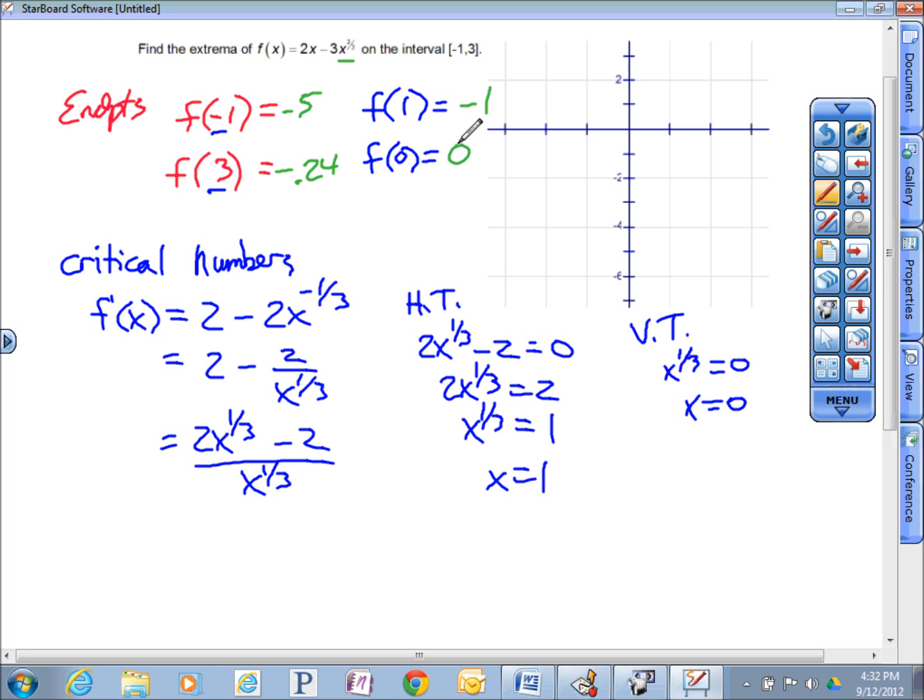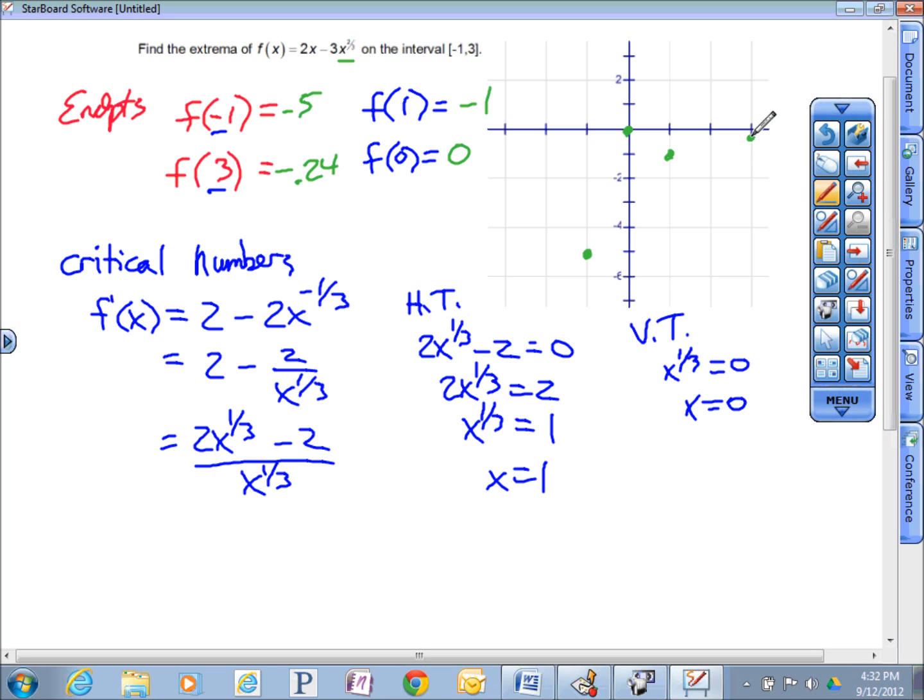So when I look at this, the highest value, the highest y value, would be 0. And the lowest one would be -5. And then along the way, we'd have a -0.24, which is going to be hard for me to graph. Sorry, that's not where that one is. That one should be at -1. My apologies for the mistake. And then this one would be at -0.24.